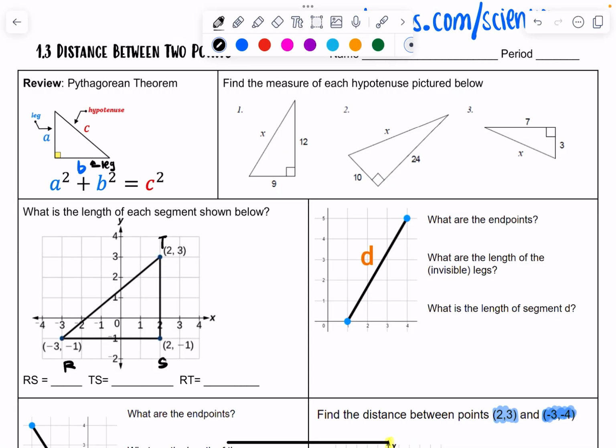All right, hello everybody. Today we are doing our 1.3 distance between 2 points set of notes. Up at the top here we have a review of the Pythagorean theorem. Hopefully we learned this a little bit last year, but just in case, we have the formula up here and we're going to talk about it real quick.